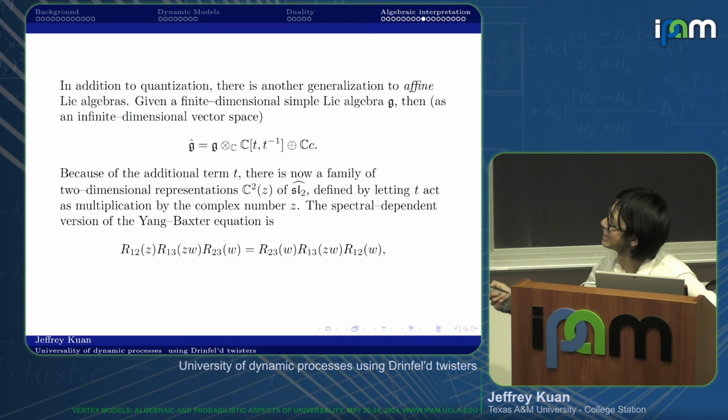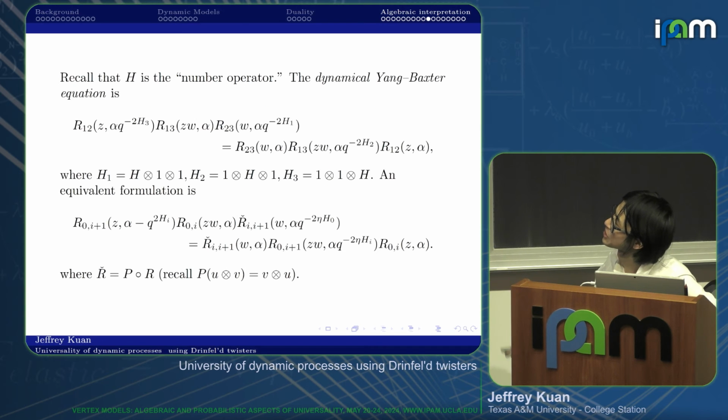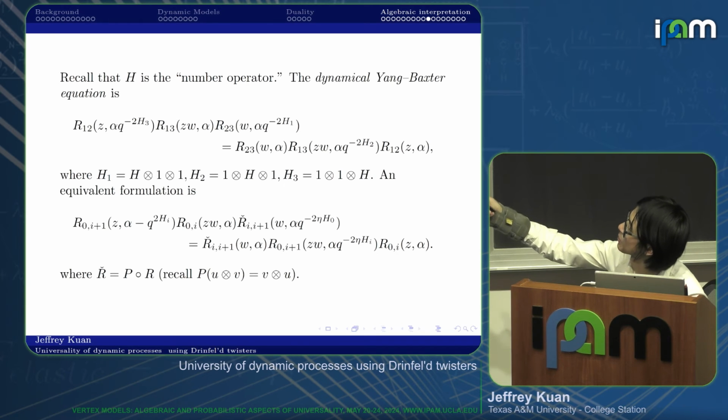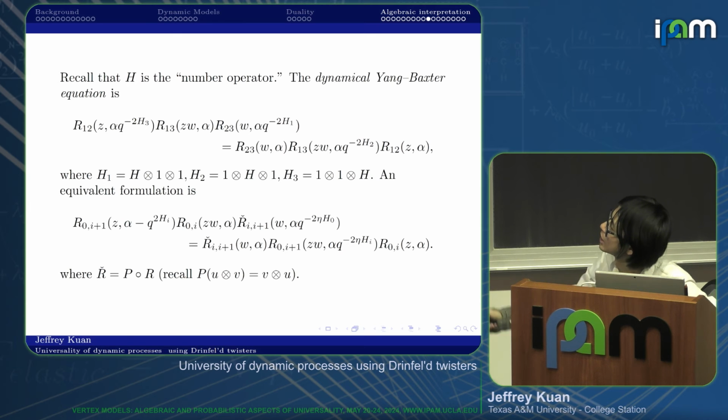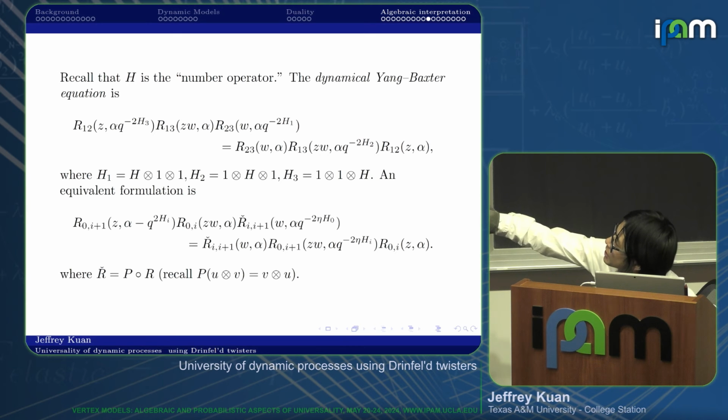OK, so what about the dynamic parameter? So there's something called the dynamic Yang-Baxter equation, which I wrote here symbolically. The next slide has it more visually, which is honestly a lot more helpful. I just wanted to recall that h is the number operator.